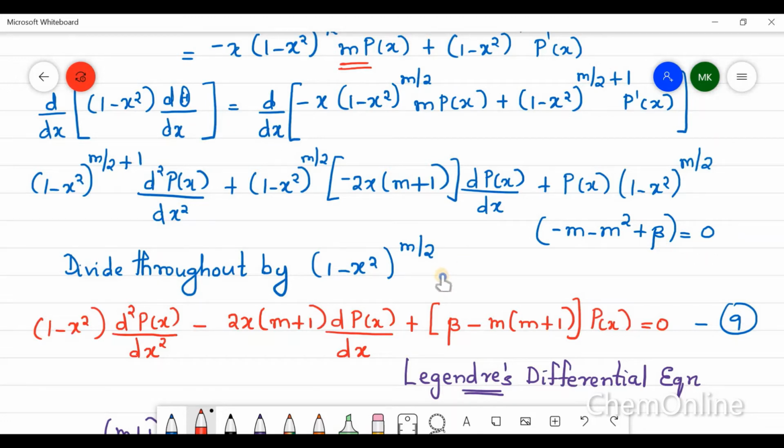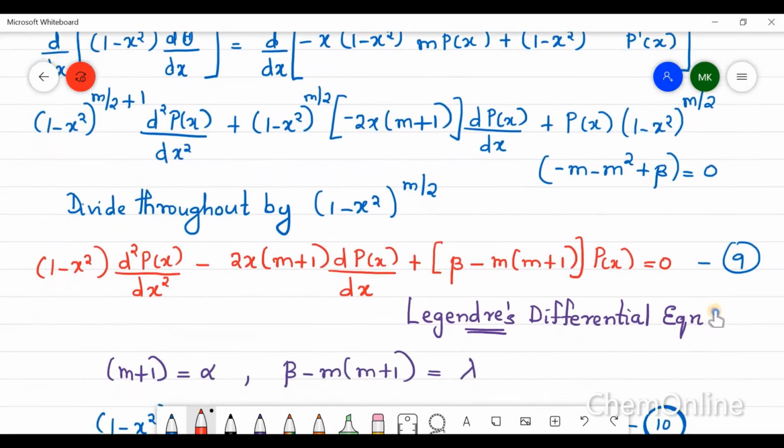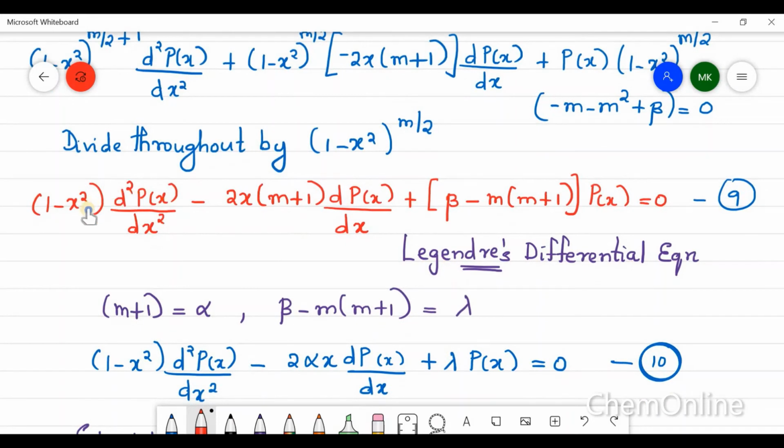Now divide throughout by 1 minus x square raised to m by 2. And then you will get 1 minus x square d square p of x by dx square minus 2x into m plus 1 dp of x by dx plus beta minus m into m plus 1 the whole into p of x equals 0. Equation 9. And this is known as Legendre's differential equation.